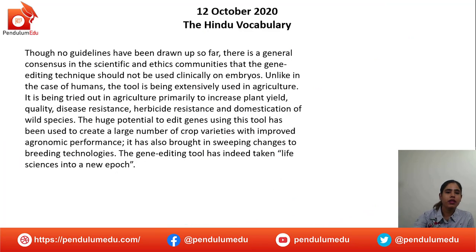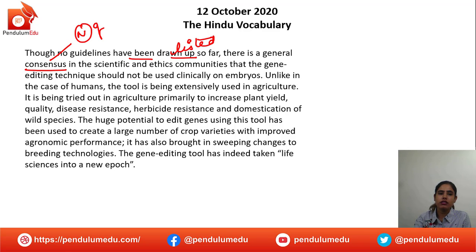Let's go ahead. Though no guidelines have been drawn up so far, there are no guidelines that have been listed so far. There is a general consensus. Consensus is a noun that means a general agreement.